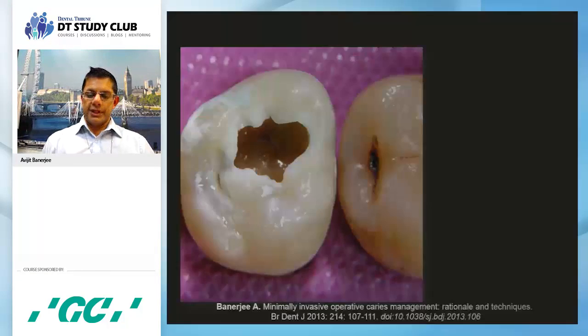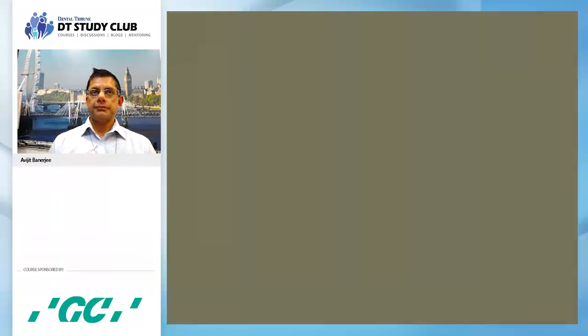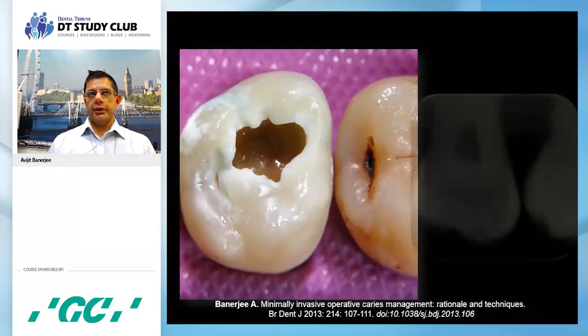What I was saying, I'm just moving back to this, is that if we bond to caries affected dentine compared to sound dentine, we're getting bond strengths of around 25 megapascals to caries affected dentine, which is approximately half the natural bond strength of a tooth, which is quite impressive when we're bonding to caries. So again, this concept that we can't stick to caries affected dentine is not true. We can.